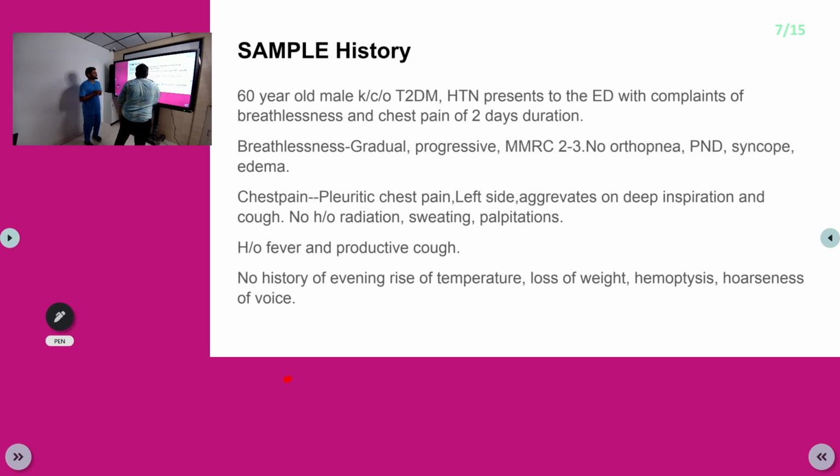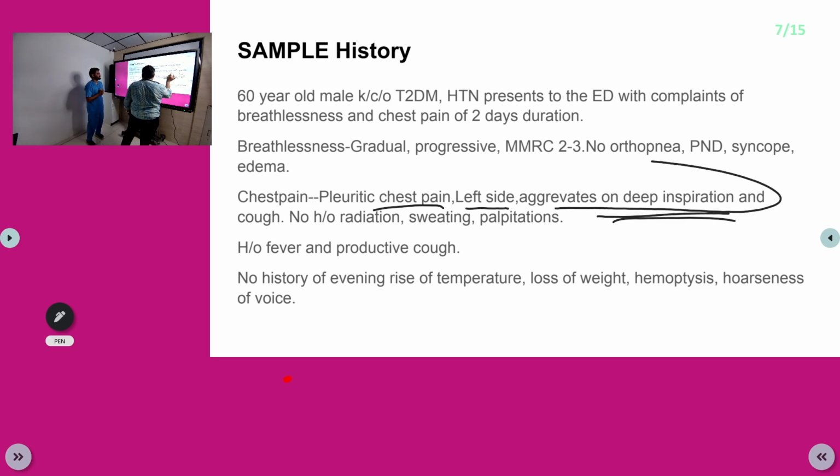Chest pain, pleuritic chest pain, left-sided, aggravates on deep inspiration and cough. No history of any radiation, sweating, or palpitation. So that is very important. So he is having a pleuritic chest pain. Why did you say it is pleuritic? It is localized. He is able to say where exactly the pain is. He is able to pinpoint the pain, and it aggravates on deep inspiration and expiration and on cough. So that is again classical of pleuritic chest pain.